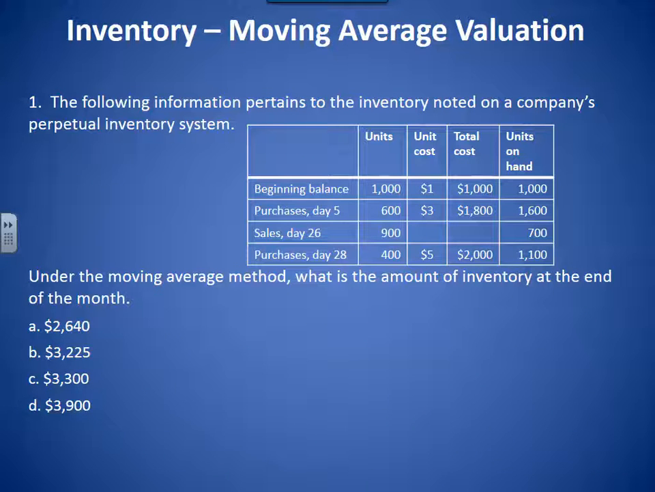Now let's take a look at question number 1. It's giving you some information regarding inventory movement, and it says, under the moving average method, what is the amount of inventory at the end? What is basically the value of inventory, I should say, at the end of the month? Again, we're saying moving average, so this would be a perpetual inventory system. So go ahead and stop your video, do your computation.